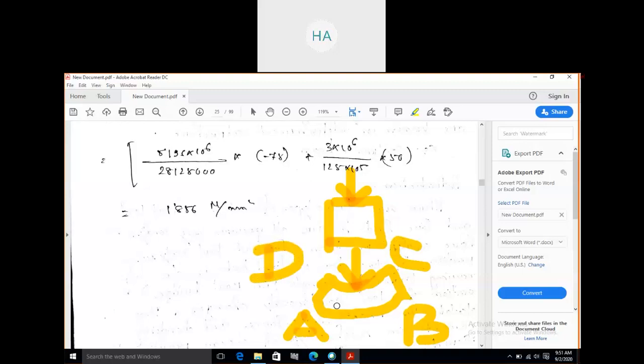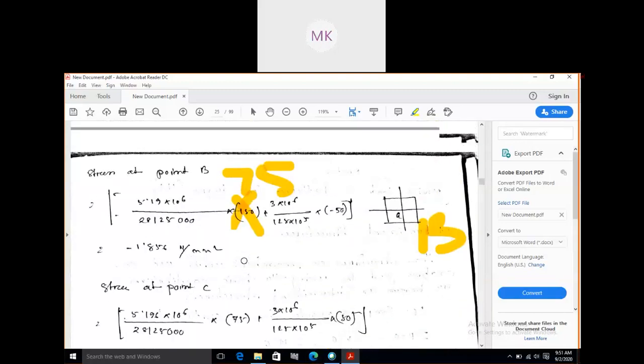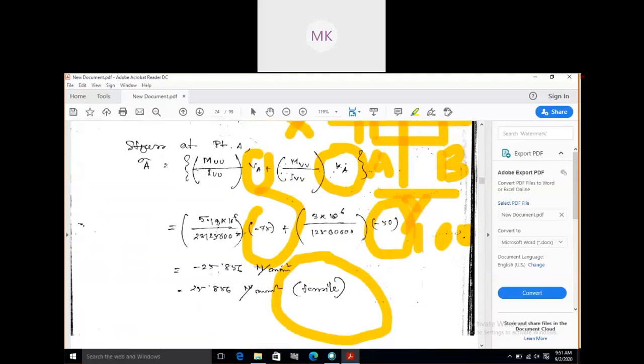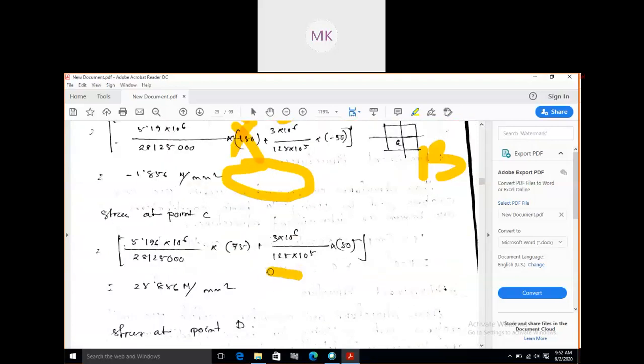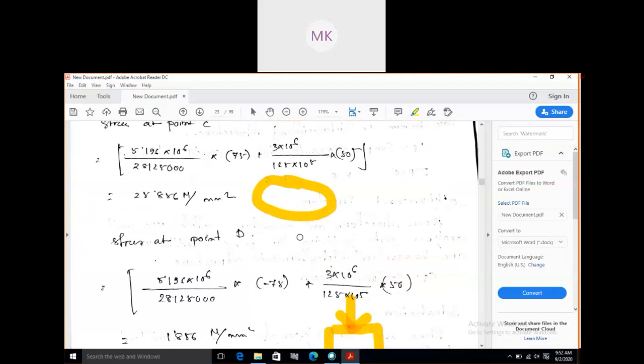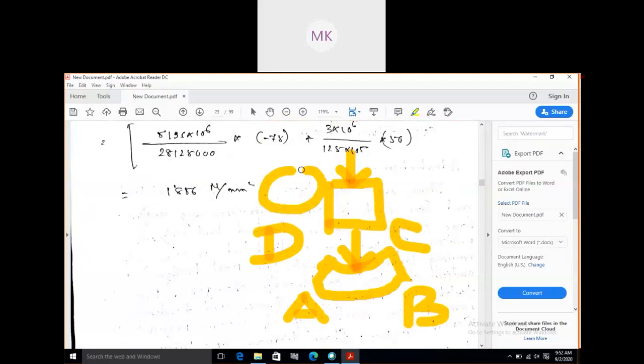So you see at which points tension occurs and at which points compression occurs. Can anyone say? AB tension, CD compression. Okay, fine. That's why we have written at point A that it is tensile. Now it is clear to you. Similarly, here also you need to write tensile for B, and for C you need to write compression, and for D you also need to write compression. Is it okay? Is it clear?